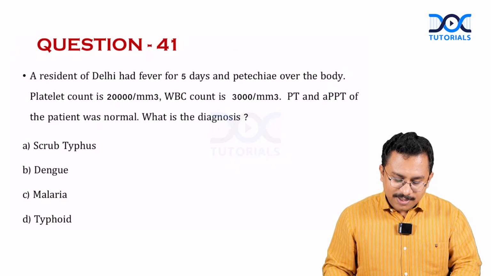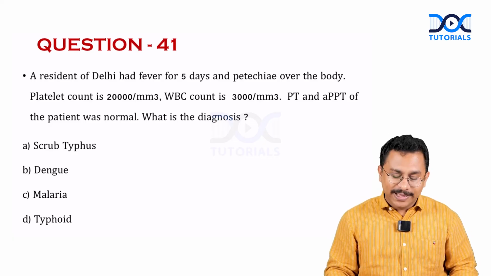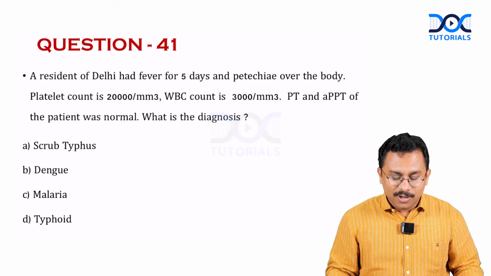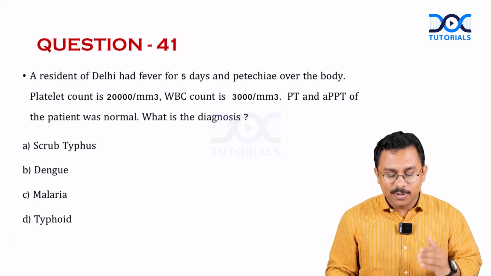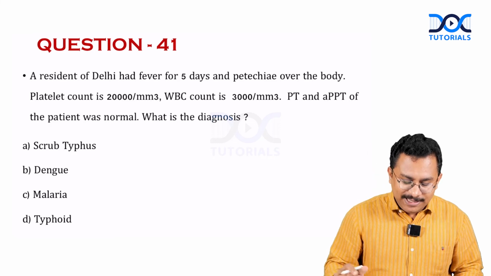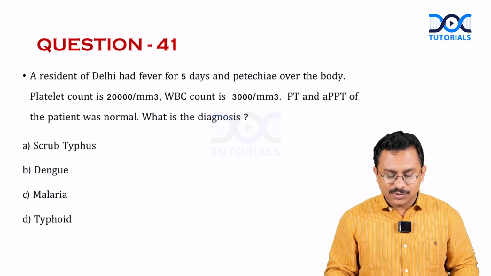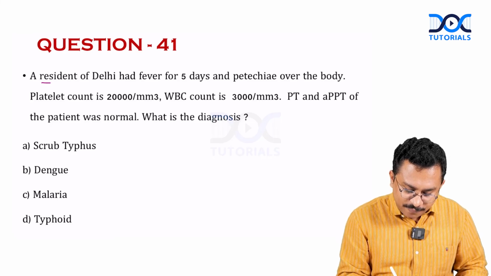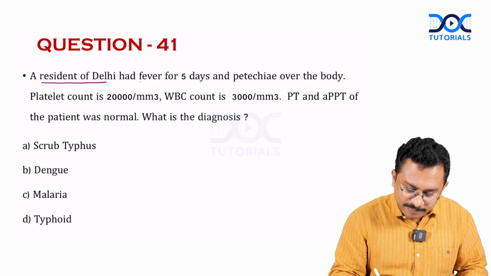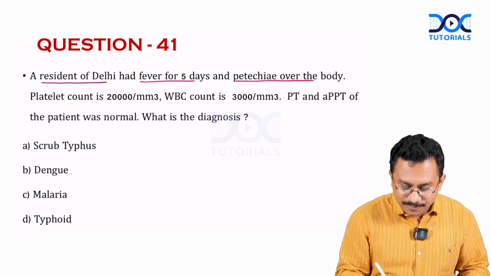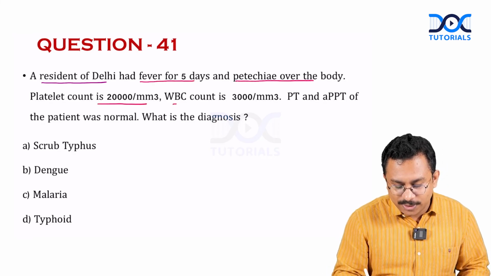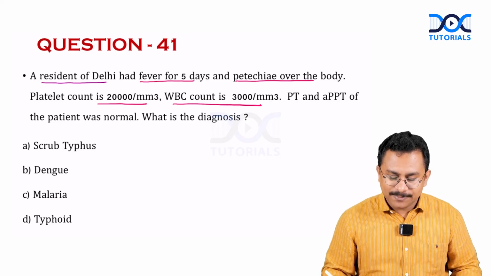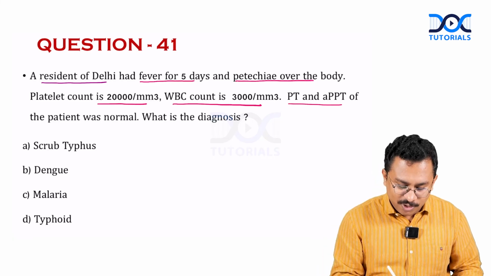Okay, right. Question number 41. A resident of Delhi had fever for 5 days and petechiae all over the body. Platelet count is 20,000 per cubic millimeter and WBC count is 3,000. PT and APTT of the patient were normal. What is the diagnosis? So a resident of Delhi has a short febrile illness with petechiae, and the blood count is showing a bicytopenia, which means a decrease in WBC as well as platelets. Coagulation parameters are within normal limits.